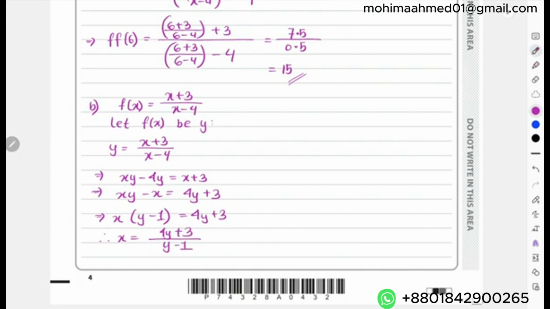After this stage, you do not need to do anything. You can just write this equation in terms of x, because in your question they were asking you to find out the inverse of the function in terms of x. Right, it was f inverse x, not f inverse y. So for the last step, you just include that f inverse x is actually 4x plus 3 over x minus 1, and that is the value of your inverse.